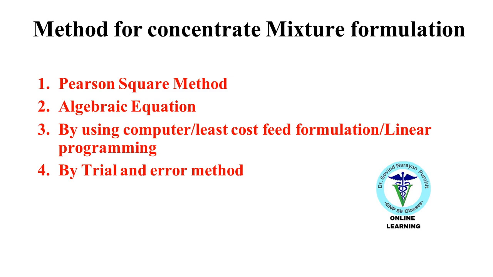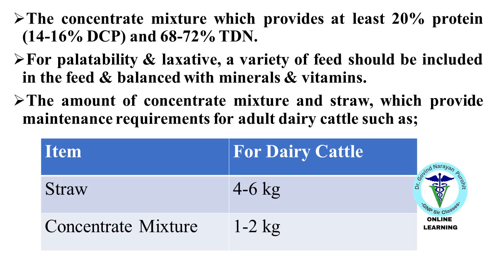Method for concentrate mixture formulation. The methods include Pearson square method, algebraic equation, use of computer, least cost feed formulation, linear programming, and trial and error method. The concentrate mixture should provide at least 20% protein, 14-16% DCP, and 68-72% TDN. For palatability and laxative effect, a variety of feed should be included and balanced with minerals and vitamins. The amount of concentrate mixture and straw which provide maintenance requirements for adult dairy cattle: straw 4 to 6 kg, concentrate mixture 1 to 2 kg.